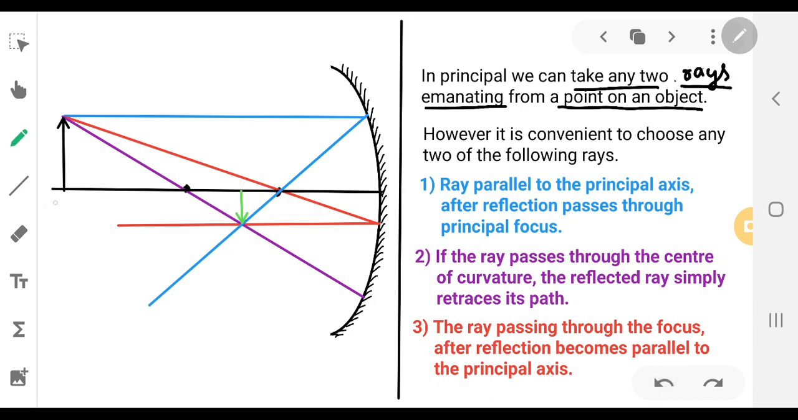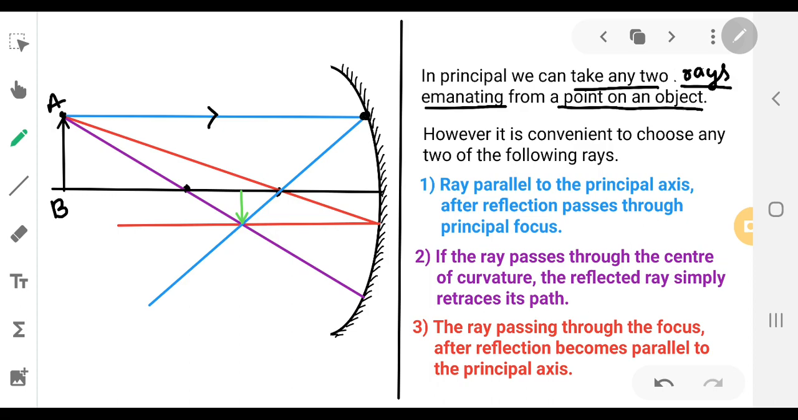ಸೊ this is our object A, B. ಎ ಬಿ ಆಬ್ಜೆಕ್ಟ್ ಒಳಗೆ ಪಾಯಿಂಟ್ ಎ ಕನ್ಸಿಡರ್ ಮಾಡೀವಿ. ಅದರೊಳಗಿಂದ ಎಮರ್ಜ್ ಆಗುವಂಥ 3 ರೇಸನ್ನ ನಾವು ಕನ್ಸಿಡರ್ ಮಾಡೀವಿ. ಮೊದಲನೇ ರೇ ಯಾವ ಥರ ಅದ ನೋಡಿದ್ರೆ ಗೊತ್ತಾಗ್ತದ. ಅದು ಪ್ಯಾರಲಲ್ ಟು ಪ್ರಿನ್ಸಿಪಲ್ ಆಕ್ಸಿಸ್ ಅದ. ಫಸ್ಟ್ ರೇ ಈಸ್ ಪ್ಯಾರಲಲ್ ಟು ಪ್ರಿನ್ಸಿಪಲ್ ಆಕ್ಸಿಸ್. ಸೊ ಇಟ್ ಹಿಟ್ಸ್ ದ surface, it is incident on the mirror.